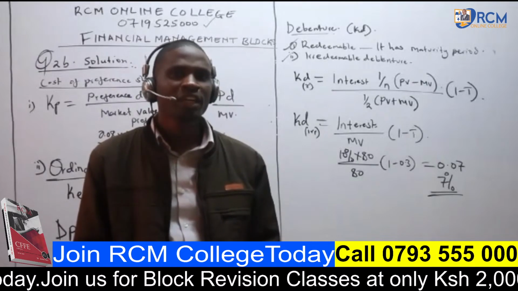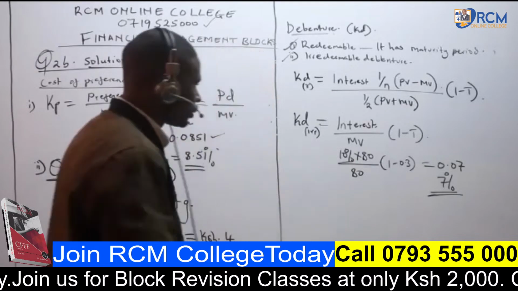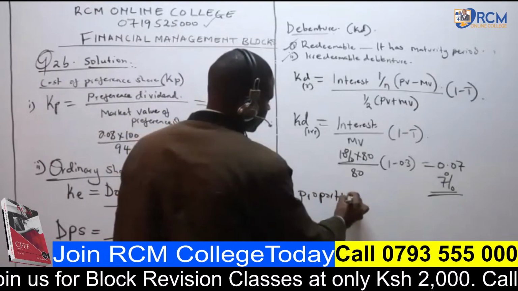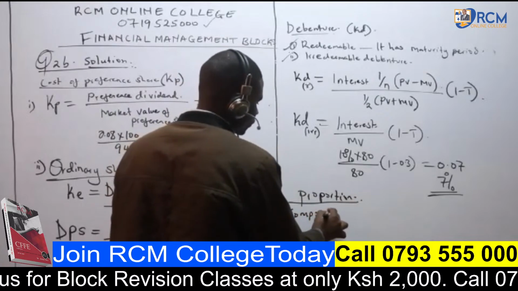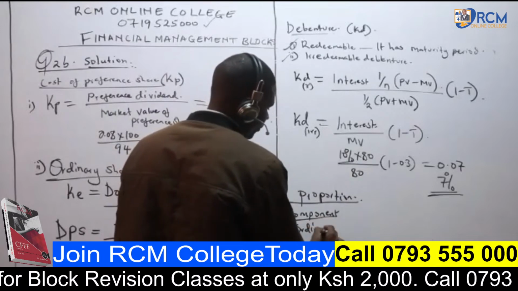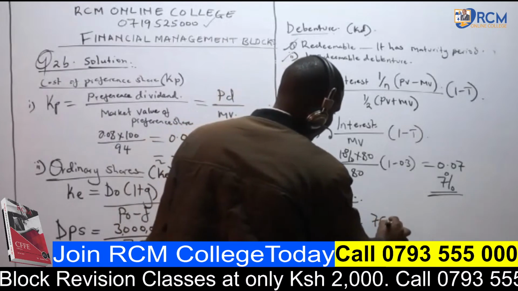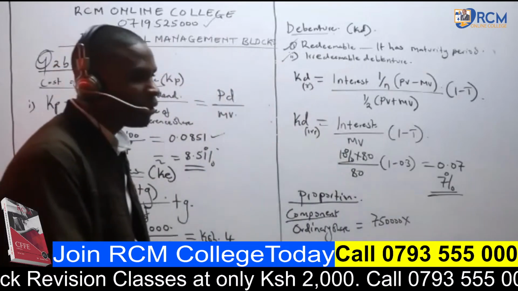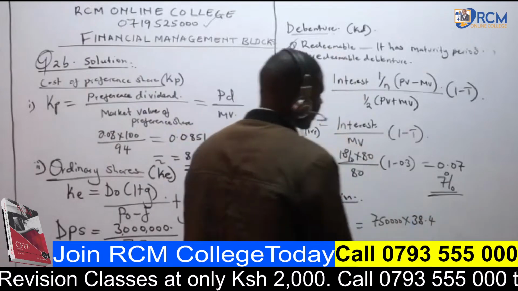So already, for ordinary share, we were given the number of ordinary shares. So, computation of the proportions, the weights. So, component cost. Let's just move with the component. Ordinary share: we are having 750,000 multiplied by what was the market value of ordinary share? 38.4. That is the ordinary share.